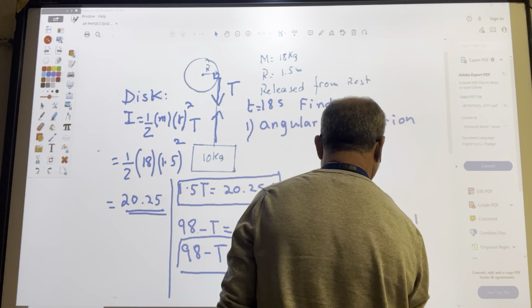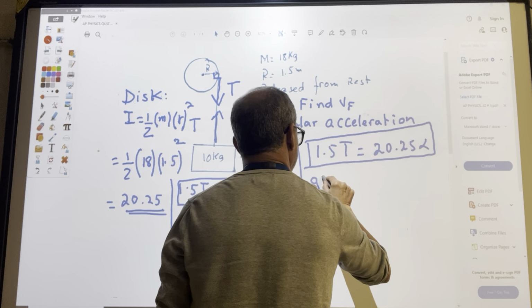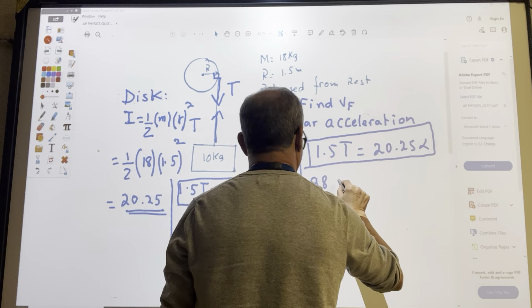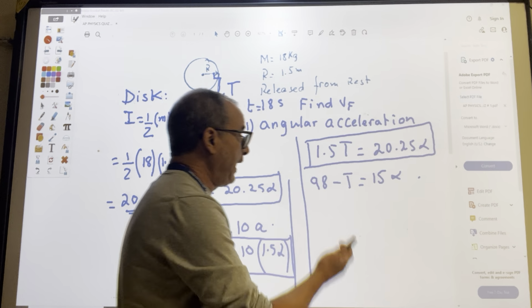So let me put down my equations here. I have 1.5 T equals 20.25 alpha. All right? This equation. And I have that one right there, which is 98 minus T equals, now I multiply 10 times 1.5, that's 15 alpha. 15 alpha. All right, I can get alpha now.